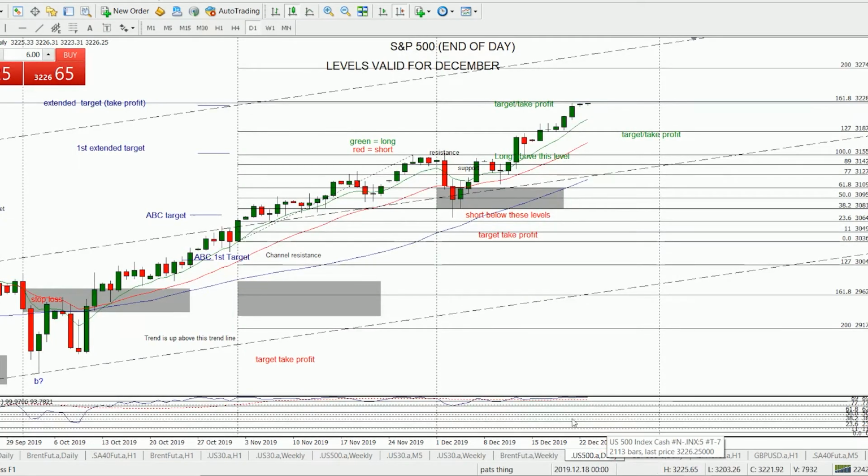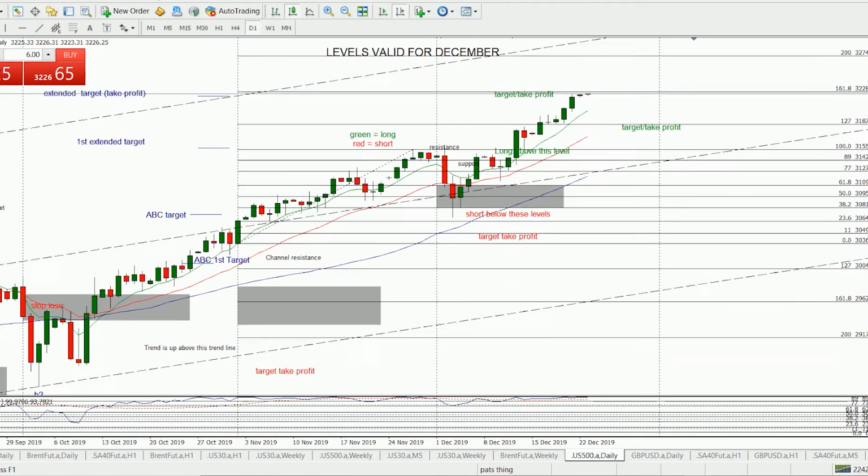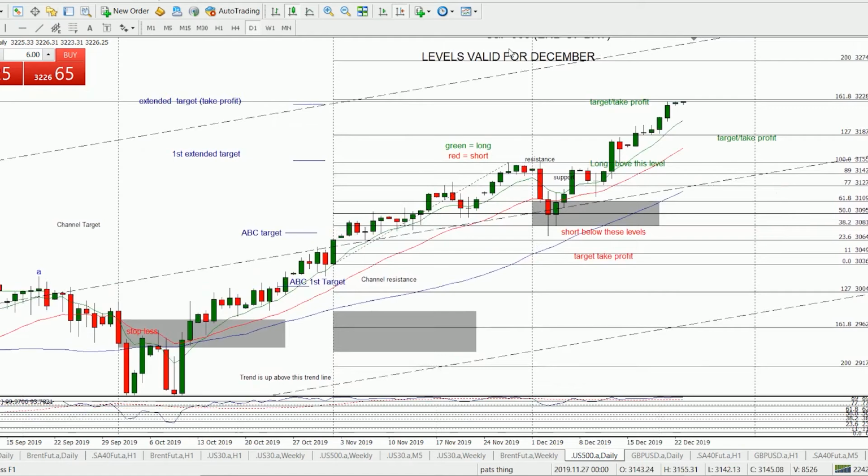So on the S&P, last month's high to last month's low, broke out of the resistance here, the 100 level. First target, 127, we've reached that, and we're just shy of the 161.8 target of 3228. Literally 2 points away at the moment. Okay, so these levels are valid for the whole of December. Come the end of December, we'll draw a new fib from the high of December to the low of December, and that will give us the levels for January 2020.